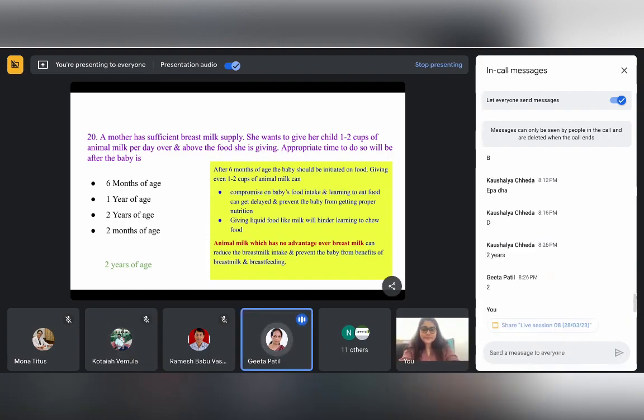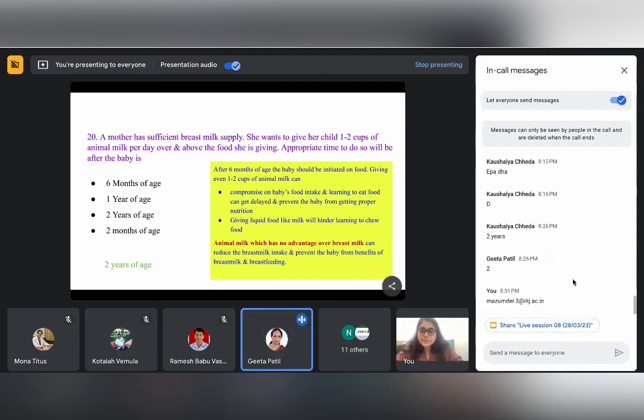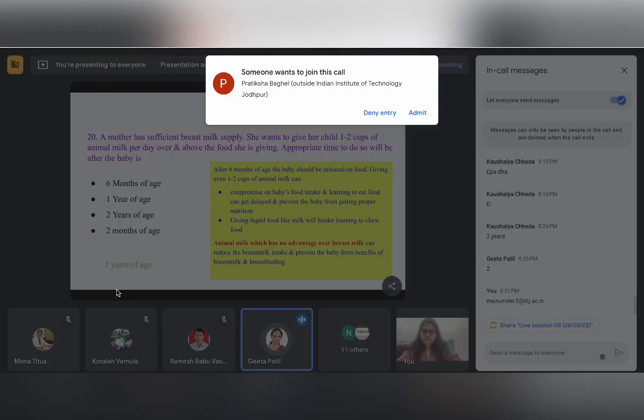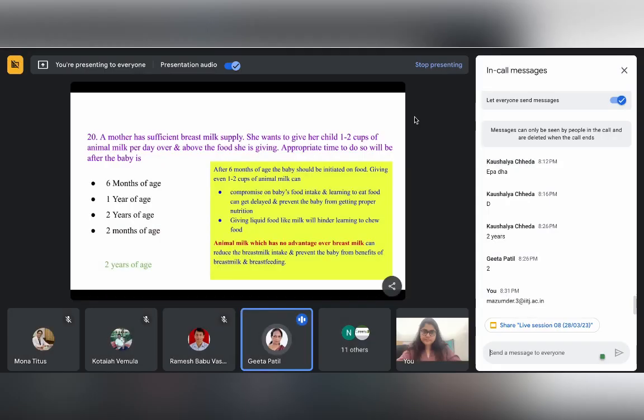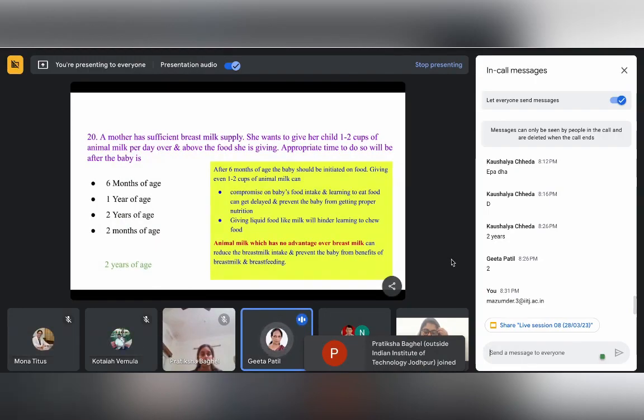Can I ask one question of the 9th assignment? Yes, sure. Okay, go ahead. Question number 5: a mother wants to feed ragi to her baby. What are the 2 steps she should take before cooking ragi to get the maximum benefit of its nutrients for the baby?